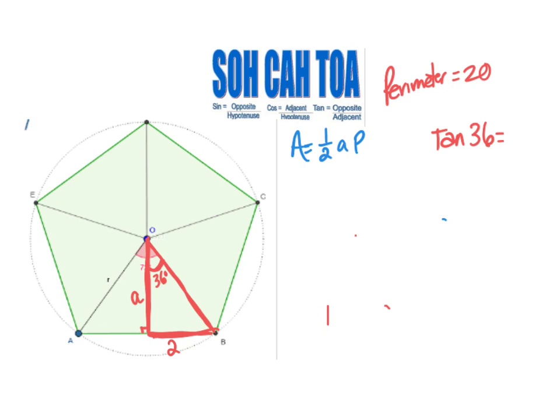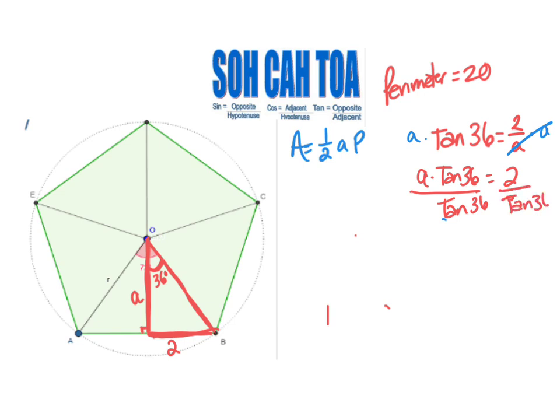Tangent of 36 is equal to opposite over adjacent, 2 over a. Now this is a little bit different problem than we had earlier, where the variable you want is actually in the denominator. So to get rid of this fraction, you multiply by a. That's what we do if the variable is in the denominator. Then you're left with a times the tangent of 36 equals 2. To solve for a, I'm going to have to divide by that tangent of 36. Sometimes we multiply, sometimes we divide.